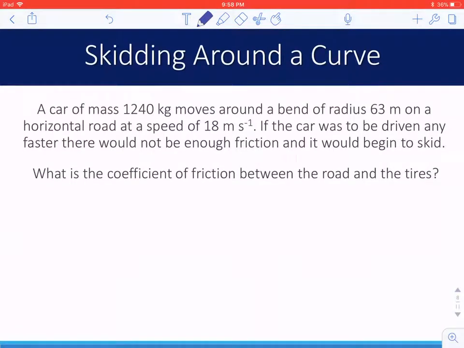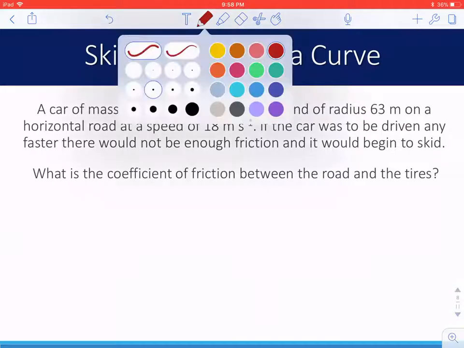So we're going to talk now about how you can make that comparison happen and figure out what you need to do to solve a problem skidding around a curve. So here we have a problem. It says a car of mass 1,240 kilograms moves around a bend of radius 63 meters on a horizontal road at a speed of 18 meters per second. If the car was to be driven any faster, there would not be enough friction and it would begin to skid. What is the coefficient of friction between the road and the tires?